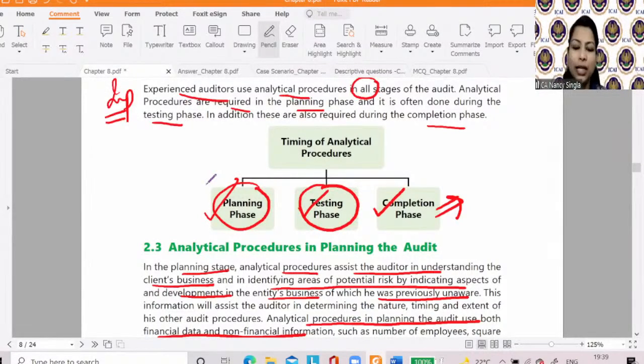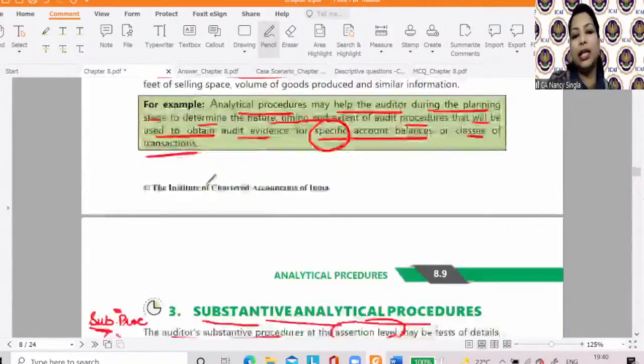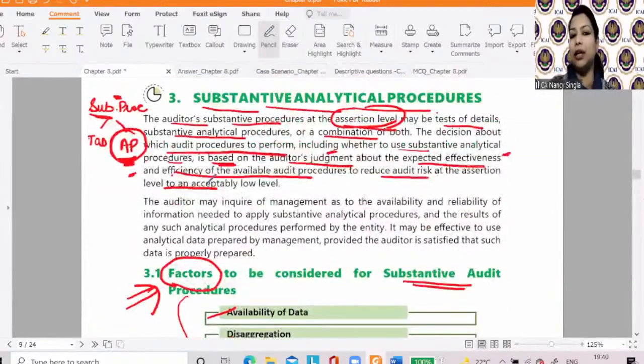Why do it at the planning phase? See how to learn, just pick up the keywords. That understanding the client business, identifying the areas of potential risk, nature, timing and extent of other audit procedures will be decided, and auditor will use what? Financial and non-financial data here. I gave you the example of wages, how to decide the NTE for a specific account balance. It will depend upon what? Analytical procedure that he will apply for the wages.